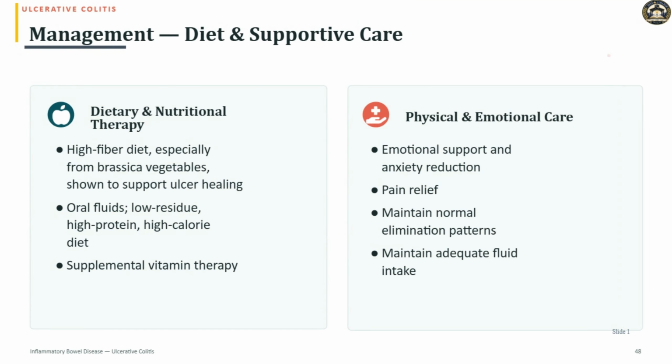Beyond medical and surgical interventions, dietary and supportive care are vital for managing ulcerative colitis. Under dietary and nutritional therapy, a high-fiber diet, particularly from brassica vegetables, has been shown to support ulcer healing. Patients should also maintain oral fluid intake and consume a low-residue, high-protein, high-calorie diet, supplemented with necessary vitamins.